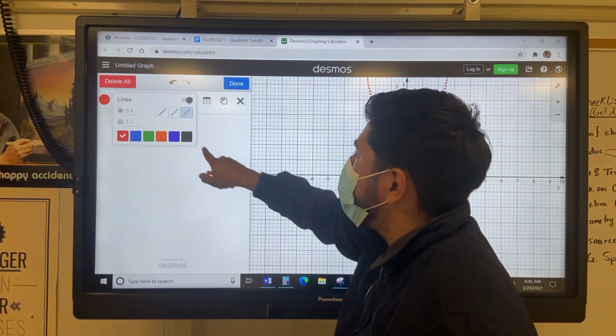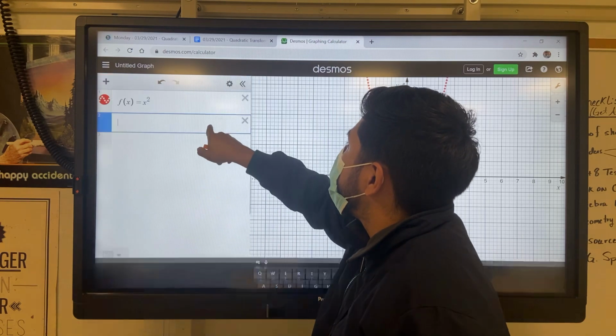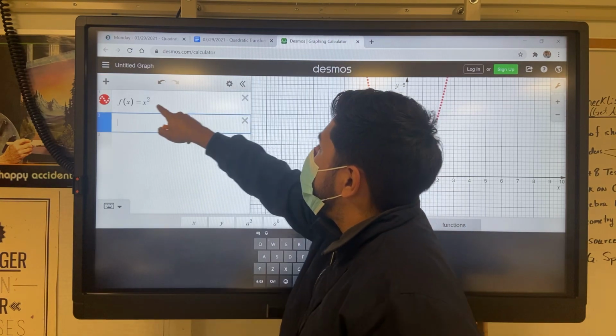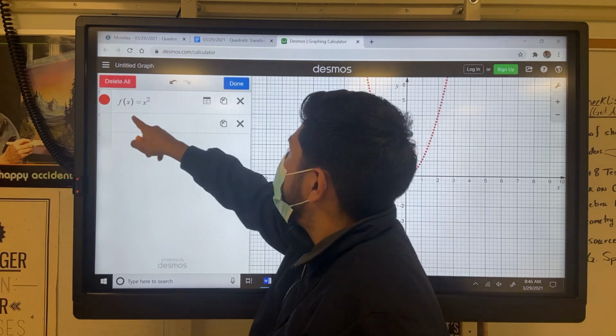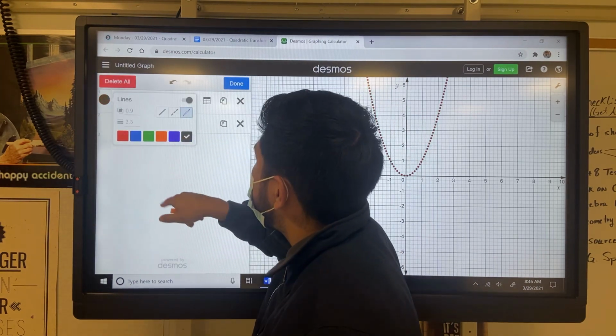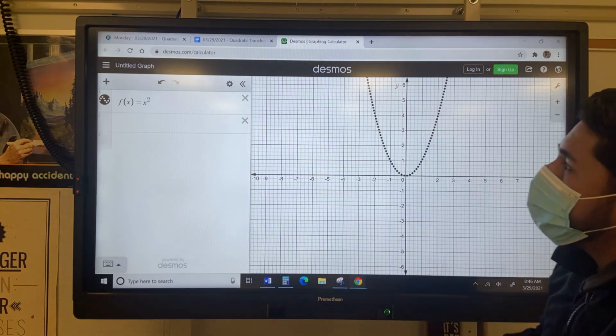So make sure you either want it dotted or dashed. I like the dotted one, to be honest. Okay, let's change the color to black. There's black. Alright, so we got the dotted parent function right there.